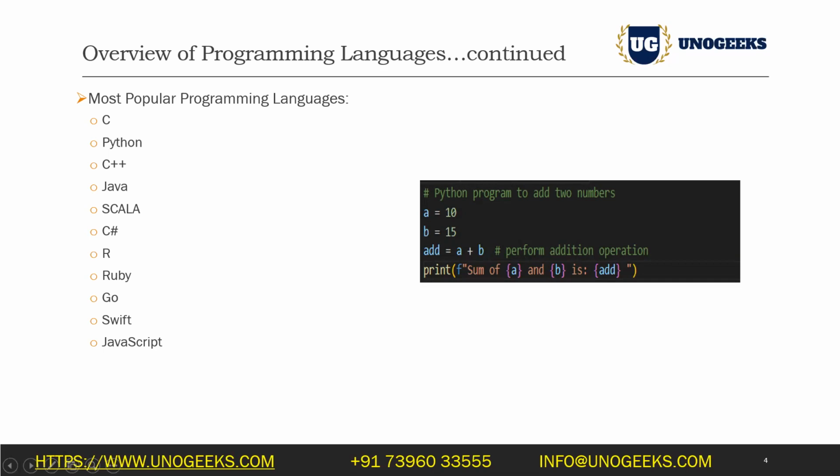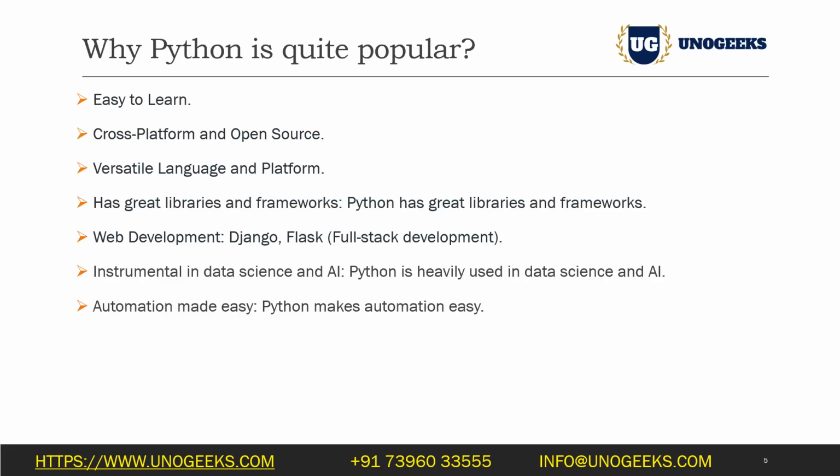And there are other languages also. Go is also very popular as of now. R is very popular in data analytics. Then JavaScript is very popular in automation. If you do Selenium automation, then we are using JavaScript a lot, using those commands which support JavaScript. Why is Python quite popular? Obviously, it is easy to learn.